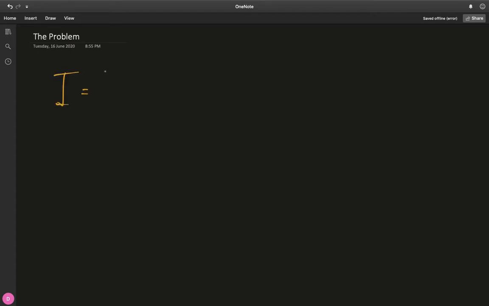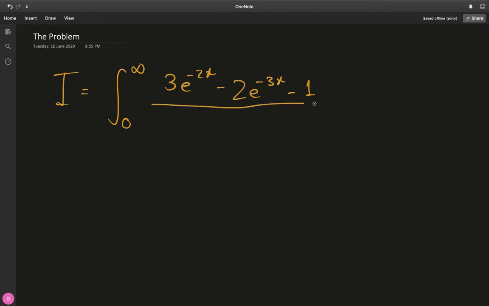a problem integral that I call I, which is defined as the integral from 0 to infinity of 3 times e raised to negative 2x minus 2 times e raised to negative 3x minus 1 divided by 6x squared dx.